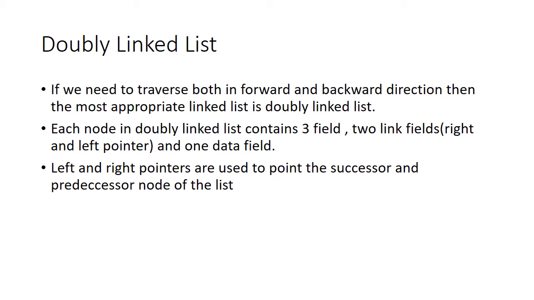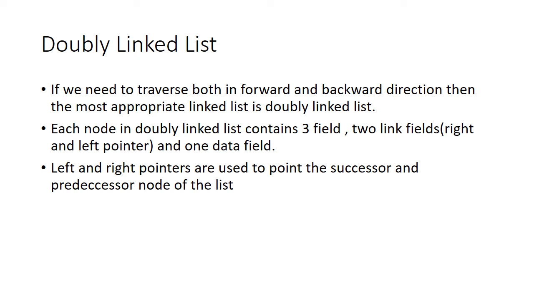That is, if you need to traverse both in forward and backward directions, then the most appropriate linked list is the doubly linked list. That is, if you want to travel in a forward direction as well as backward direction, then the most convenient type of list is the doubly linked list. Now here, what are the modifications that we are doing for a node which was there in the single linked list, so that it becomes a doubly linked list? Each node in a doubly linked list contains three fields, as I was telling you.